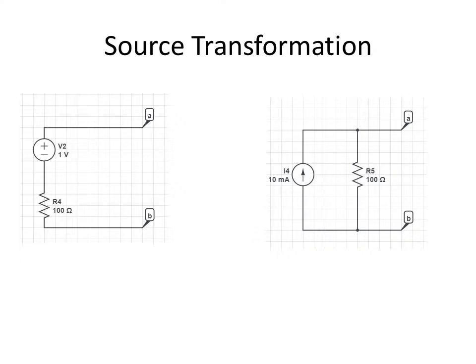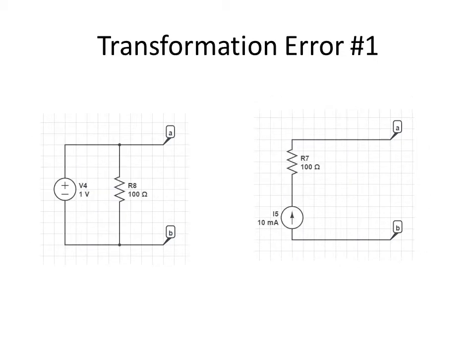Source transformation is taking a voltage source in series with a resistor and replacing it with an equivalent current source in parallel with that resistor, or vice versa. To prove this, put a short between nodes A and B. In both circuits, the current that flows through that short would be the same, 10 milliamps on the left and 10 milliamps on the right.